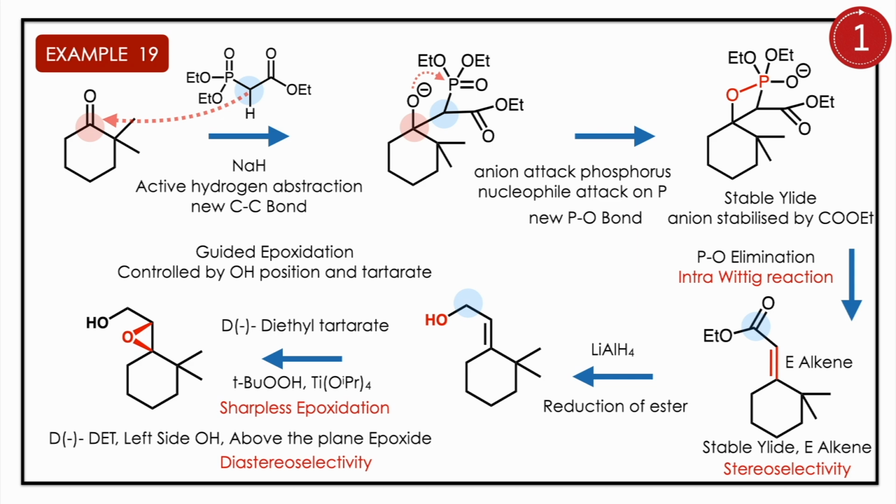You may wonder which alkene will form. The alkene is the E alkene, because the anion connected with the carbonyl group of the ester, which is electron withdrawing, stabilizes the anion, and you end up with the E alkene. So stereoselectivity is achieved here. Then lithium aluminum hydride, which you are using, converts the ester into alcohol. The alcohol is above the plane. The alcohol is vertical, left side.